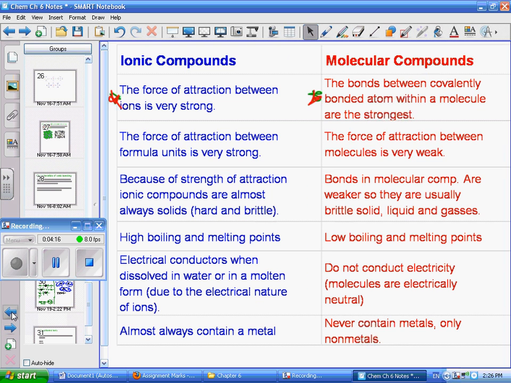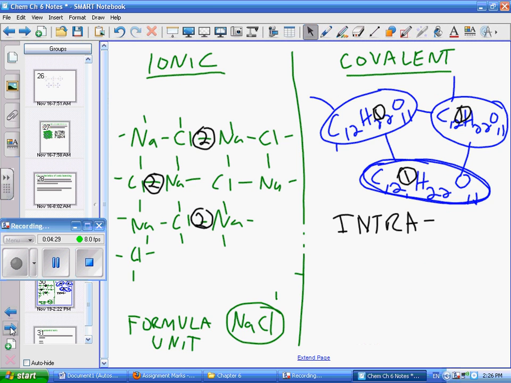Okay, let's go back. Let's look at this second relationship here. It says the force of attraction between formula units is very strong versus the force of attraction between molecules is very weak. Well, let's see if we can set up another hierarchy. Okay, so let's review again: the forces of attraction within a molecule are the strongest. Between ions is the second strongest.